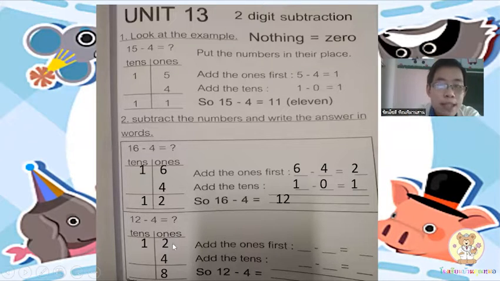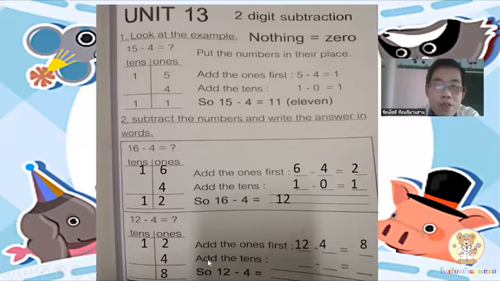But number 2 must borrow the values from the tens. So right now, number 2 becomes number 12. That's why I have to write number 12 minus 4 equals 8, not number 2. Over here is not number 2 right now, because we cannot subtract 4 from 2. So number 2 has to borrow the value from the tens. Right now, it becomes number 12. That's why I have to write number 12 minus 4 equals 8.